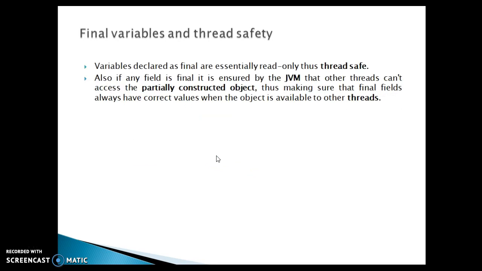Now, final variables and thread safety. So there is some relation between final variables and thread safety. Variables declared as final are essentially read only, and thus thread safe, right? Also, if any field is final, it is ensured by the JVM that other threads can't access a partially constructed object, thus making sure that final fields always have correct values when the object is available to other threads.